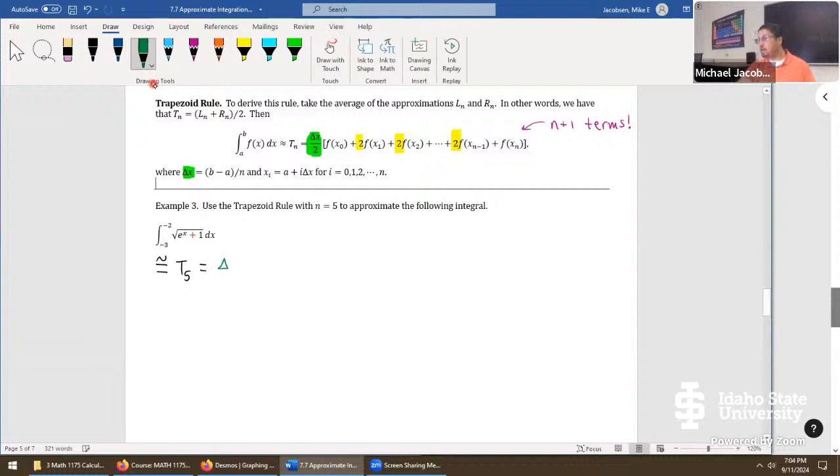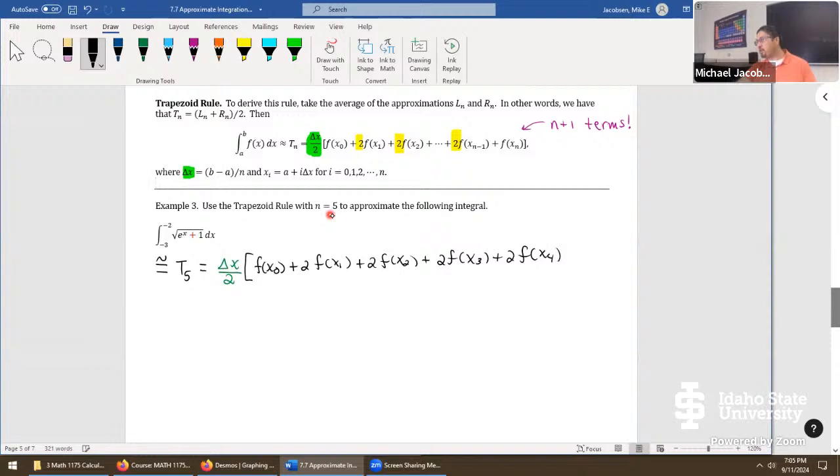It's going to be delta x halves multiplying, and here's how the pattern starts: f of x0 plus 2f of x1 plus 2f of x2 plus 2f of x3. I'm always looking to this number. So next it's plus 2f of x4. I'm one off from 5, which means I start dropping the 2's and just say f of x5. I thought I was writing on a straight line, but that got a little crooked. That's all right. So there's all of our terms in a row.